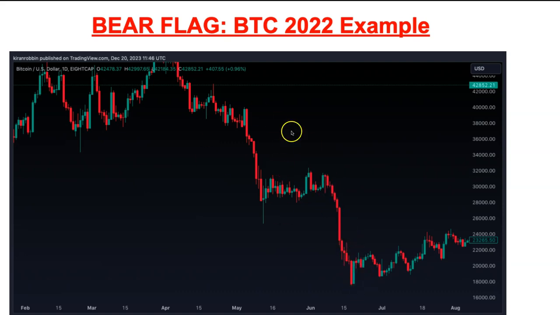The distance of this flagpole here is roughly equal to the distance from this channel here to the measured move. And so this is almost a perfect example of a bear flag. If you drew a Fibonacci from this point to this point here, this weak uptrend is roughly still below the 382 Fibonacci. And this is something that I've actually noticed for bear flags. Often the weak uptrend does not overtake the 382 Fibonacci. Of course, real life is never perfect, and there are so many different variations of bear flags. But this is a good example of a bear flag.